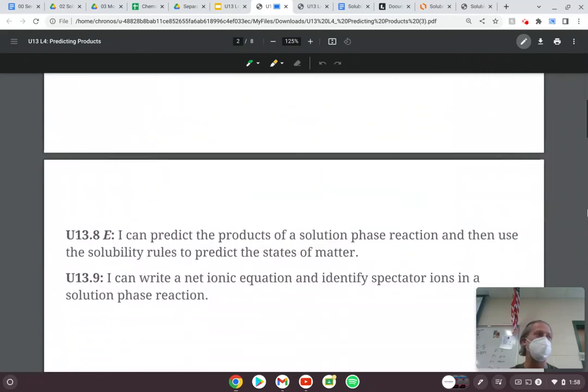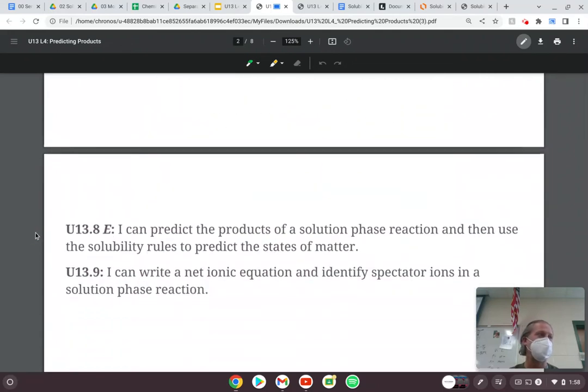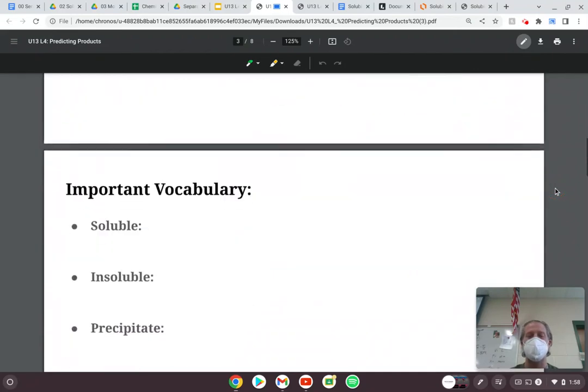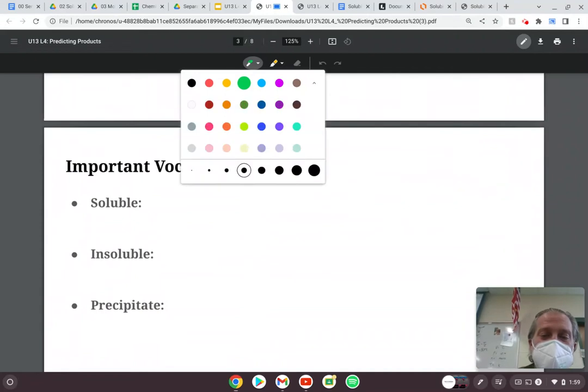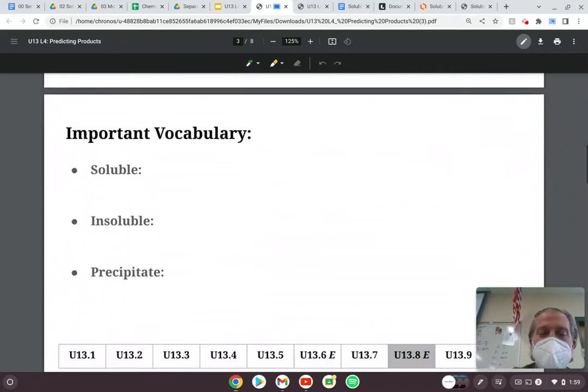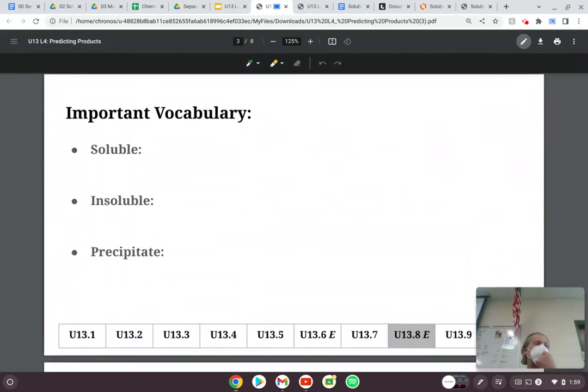And so one of the things that we need to do is we need to talk a little bit about some important vocabulary first. So the very, very first piece of vocabulary that we are going to talk about is the word or phrase soluble. When we say that a substance is soluble, it is a substance that is able to dissolve in water.